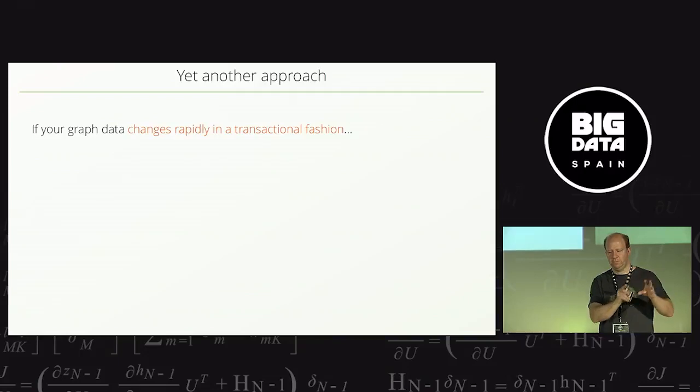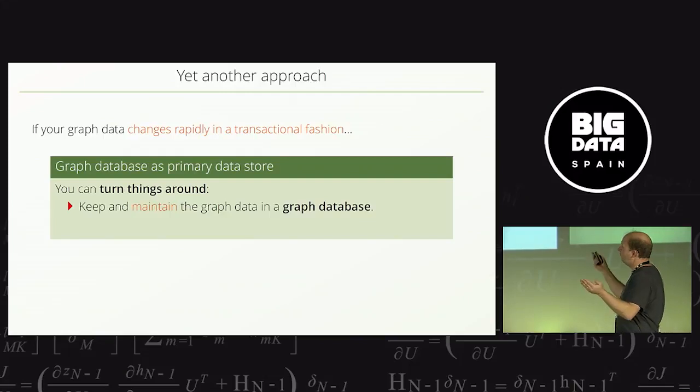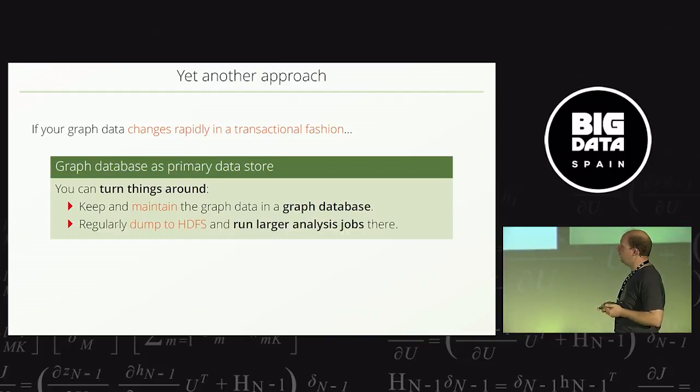Then you can just turn around the arrows and say, you have the graph database or the multimodal database or whatever as your primary data store. You keep your graph and maintain it there, and regularly dump out to HDFS. In this environment of a cluster operating system, you have this option as well. So you might dump every 2 hours or every night to HDFS, and then immediately run your Spark job on there, and you have achieved the same result. You can do quick and big analysis and quick, short ad hoc queries, and you have a lot of possibilities.